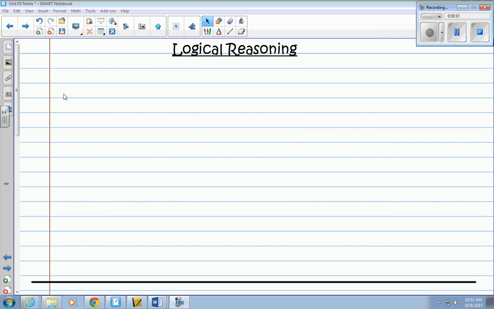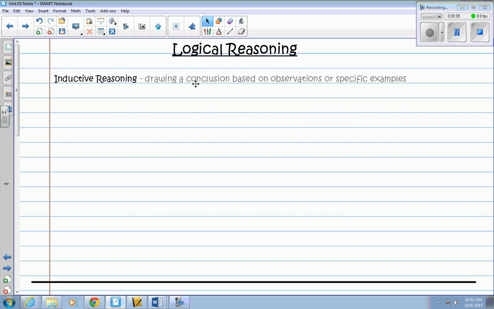Tonight we continue reasoning and proof with logical reasoning. We have inductive reasoning, which we're not going to talk about a lot. It's basically drawing a conclusion based on your own observations or examples.